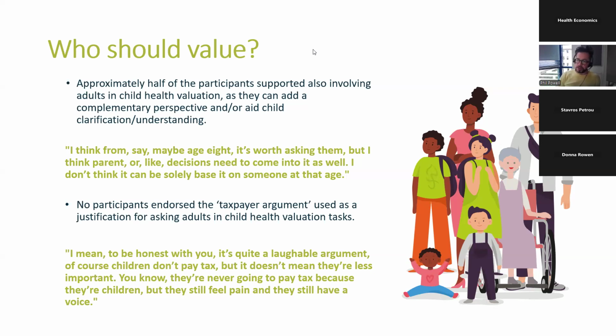What was also interesting on these initial findings was that the taxpayer argument wasn't really supported. The idea is that, for example in the UK, adults have the predominant tax burden, so they essentially fund a public health system, and so we should prioritize their preferences in terms of whether they think certain child health states are good or bad. It was interesting to note, because that is something that has been cited quite a lot in the literature as a rationale for why we should potentially ask adults to value child health states, even though the adults can't theoretically experience child health states.